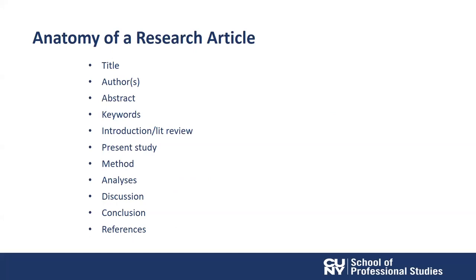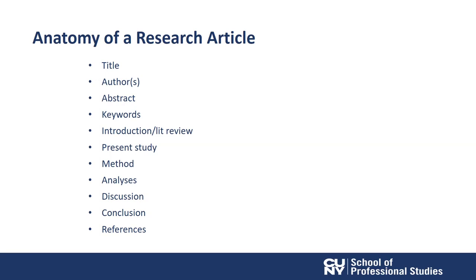So we've talked about types of articles. Now let's talk about the actual anatomy of a research article. So what does a research article actually look like? You start off with the title, then you will have the author. Next, you'll have the abstract, you'll have the keywords. You start off with the introduction or literature review.